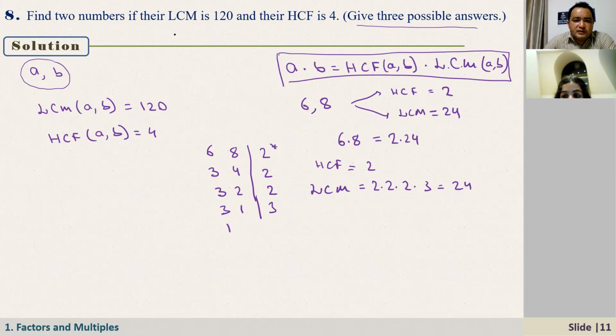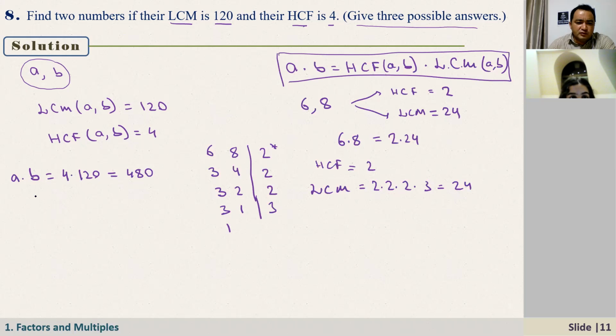Here, what is given? The LCM of these two numbers equals 120, and the HCF of these numbers equals 4. So using this, what is A times B? It is LCM times HCF, right? That's equal to 4 times 120, which is equal to 480. So now I can answer this question.